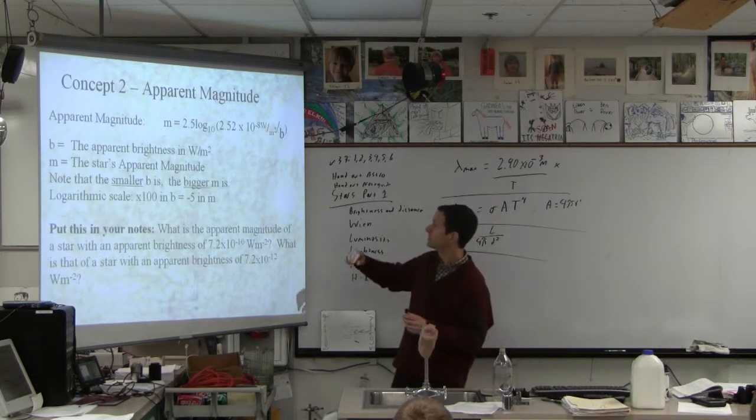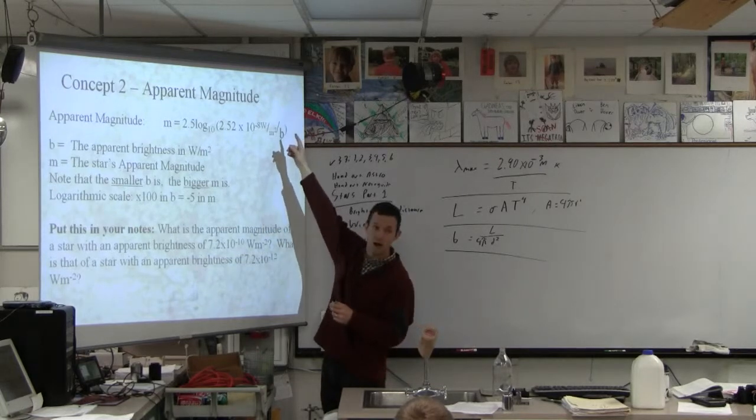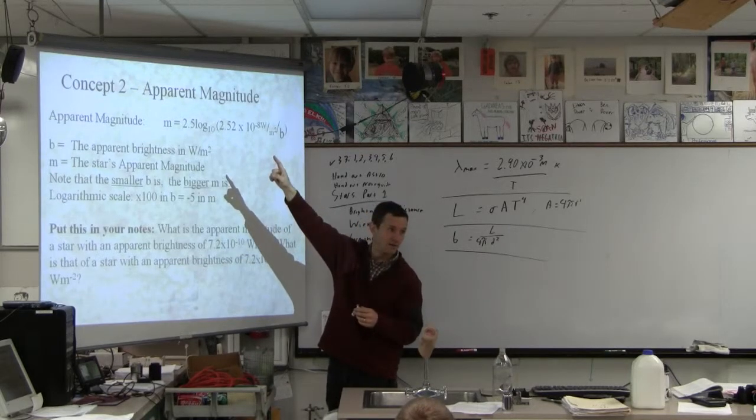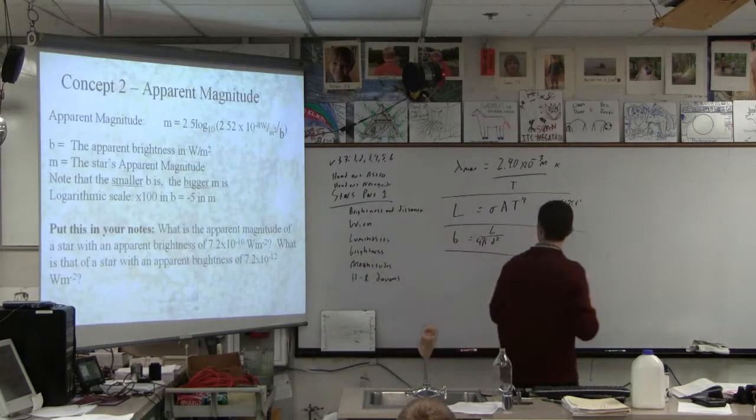If you look at this, what's happening is that the B is in the denominator, right? And so if B is a really big number, that actually becomes negative. So like a -1 is a really, really bright star. It's a strange thing, right?